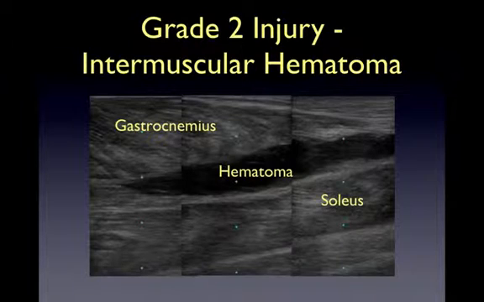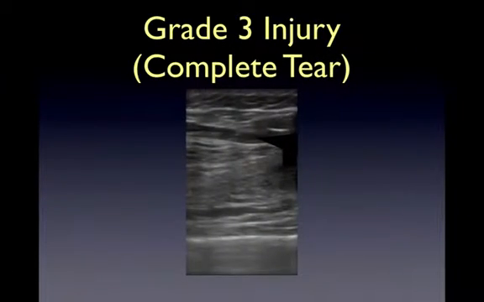Here we see a very similar image with the gastrocnemius and soleus muscle, but now the hematoma is layering in between the two muscle groups, and this is what we call a grade 2 injury. Finally, a complete tear of the muscle belly with retraction and surrounding hemorrhage is a grade 3 injury, as we see here in this example of a quadriceps muscle tear.